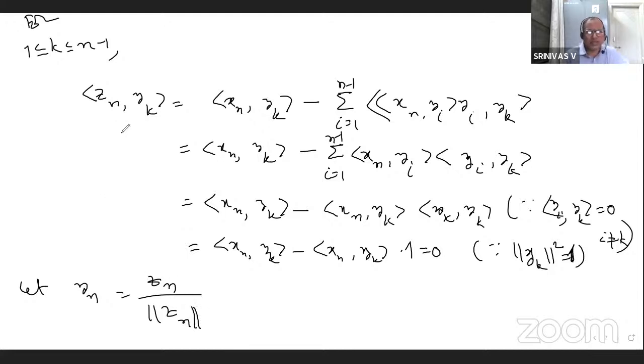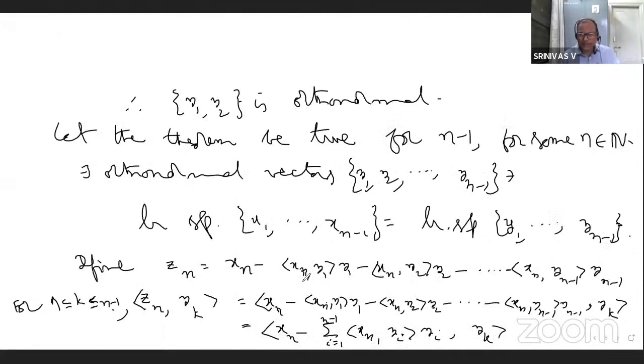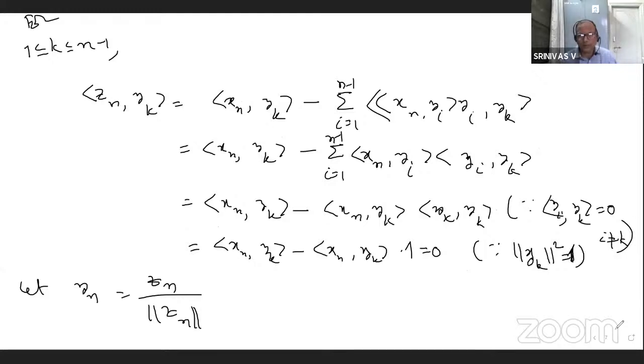Again, you can observe that your Zn is non-zero. Why? If your Zn is 0, your xn can be written as a linear combination of y1, y2 up to yn minus 1. But the linear span of y1, y2 up to yn minus 1 is the linear span of x1, x2 up to xn minus 1. Therefore, your xn becomes a linear combination of x1, x2 up to xn minus 1. This means your x1, x2 up to xn will be linearly dependent. That is a contradiction to the hypothesis. Therefore, your Zn cannot be the 0 vector. So you have to mention that.